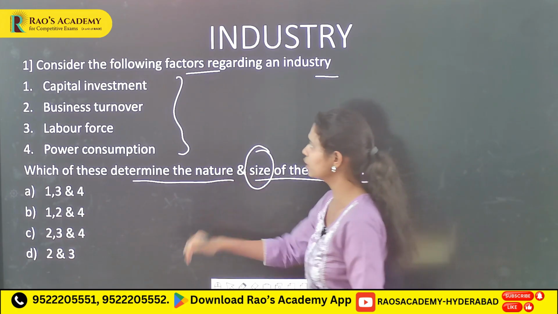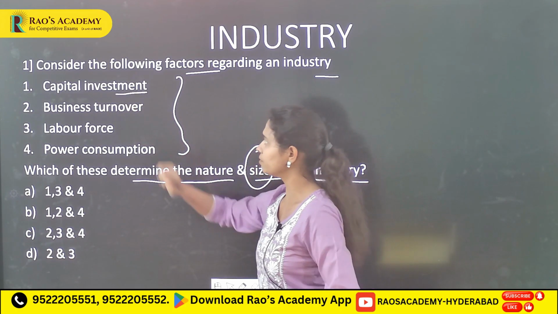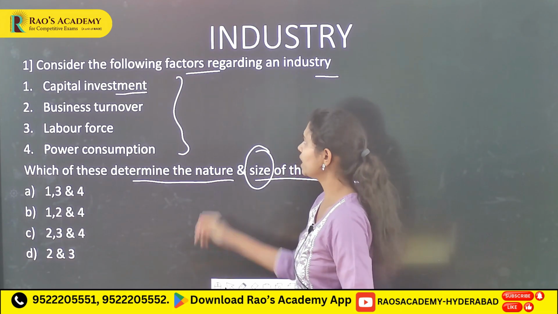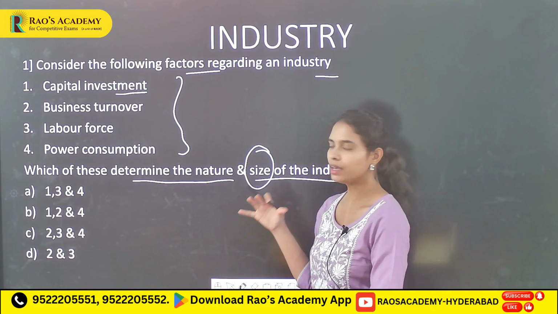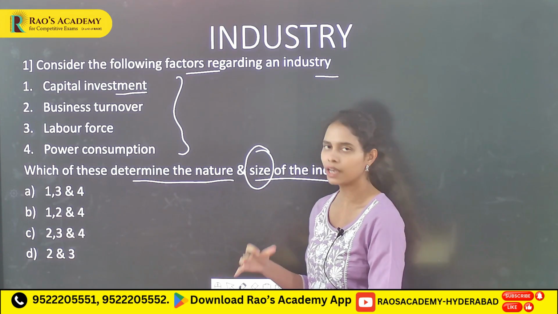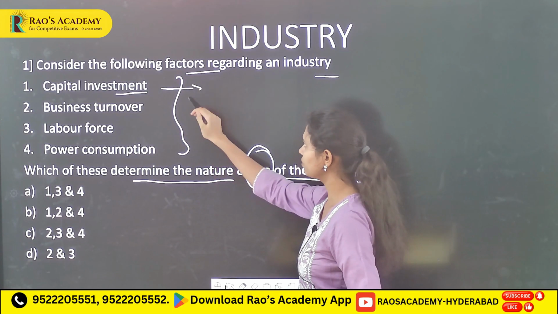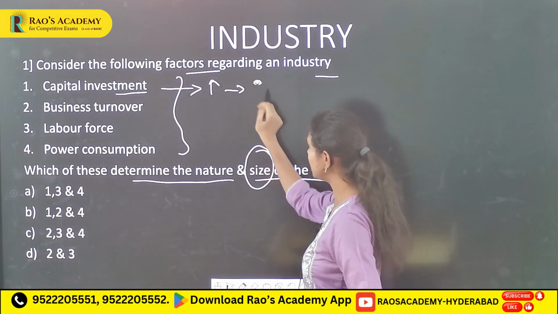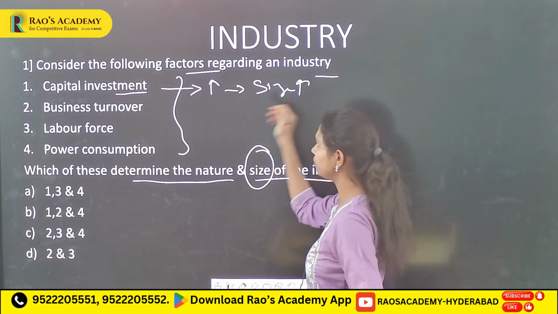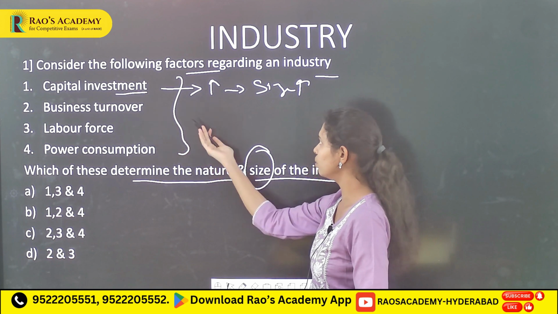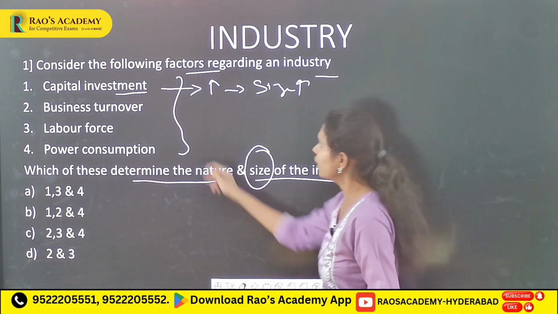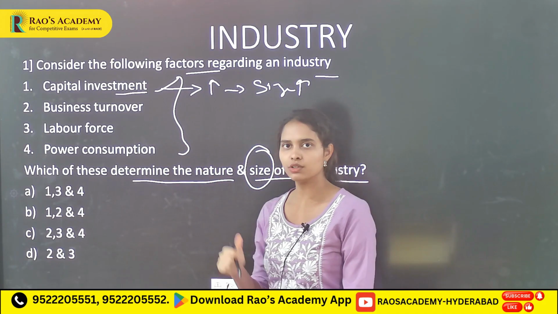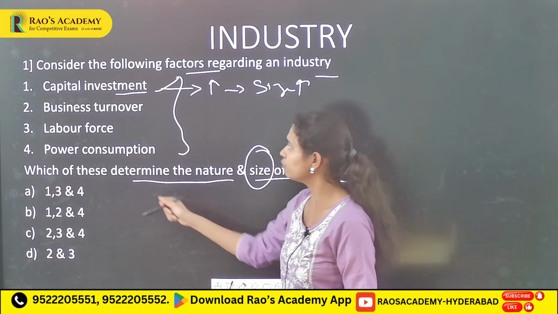Here it has given the capital investment. The size of a particular industry, whether large or small, depends upon the capital investment. If the capital investment is high, then automatically the size of the industry will be high. If the capital investment is low, then the size of the industry will be small scale. So of course capital investment is going to determine the size of the industry, followed by business turnover.